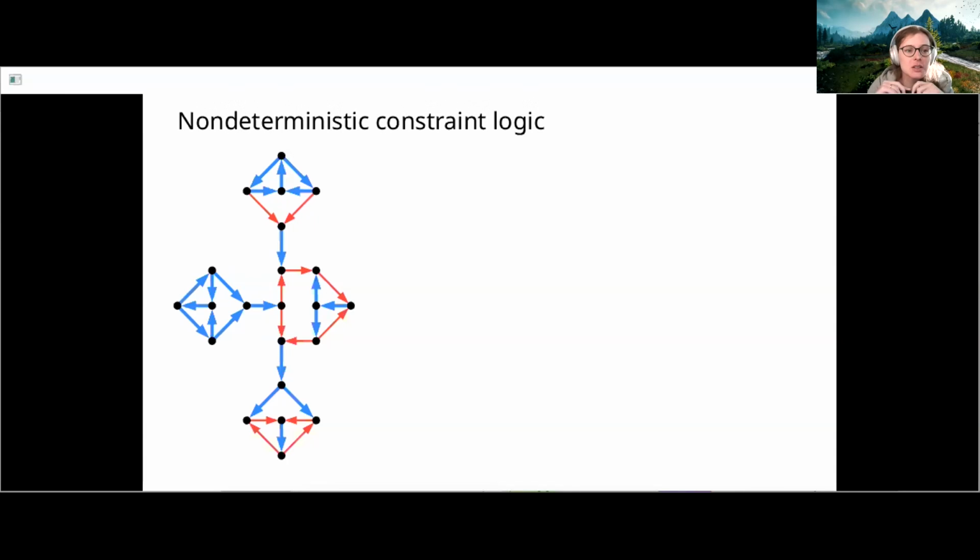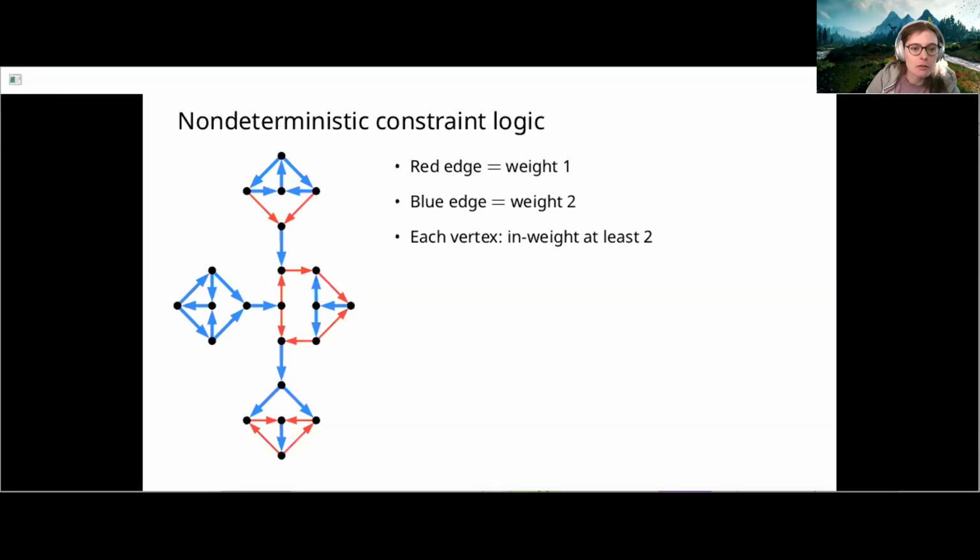Okay, so let me first explain what non-deterministic constraint logic is for those who maybe see it for the first time. It's like a game or a puzzle. We start with a graph, a directed graph, and this graph has two types of edges, red edges and blue edges. Let's say red edges have weight 1, blue edges have weight 2.